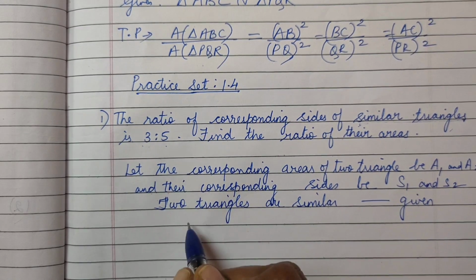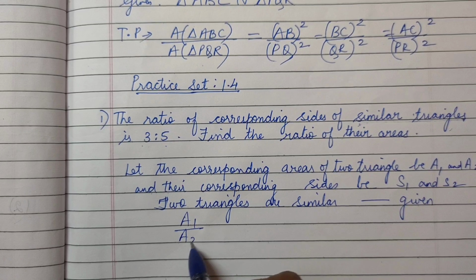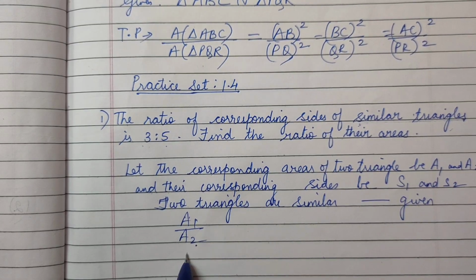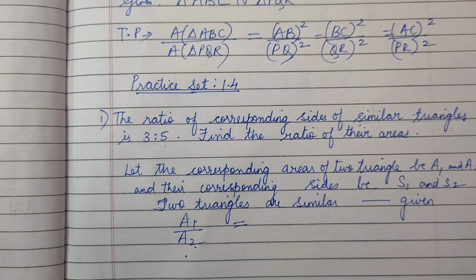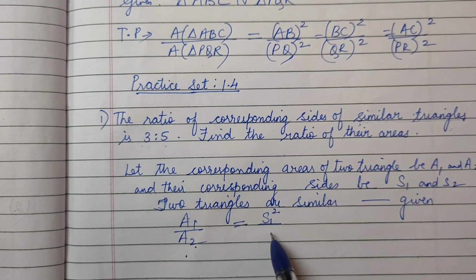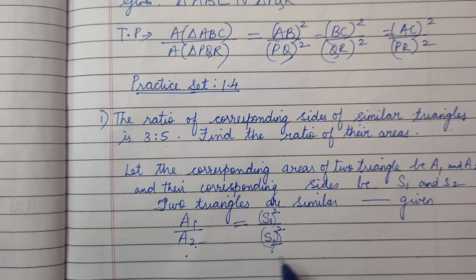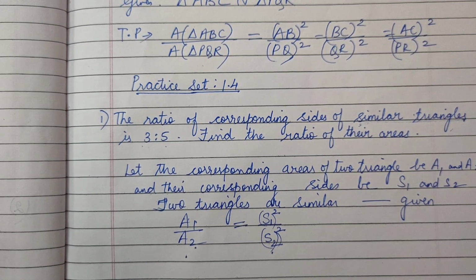So now we will write the formula. What does the theorem say? A1 upon A2, the ratio of the areas of two triangles, is equal to the ratio of the squares of their corresponding sides. So that is S1 square upon S2 square, that is side 1 square and side 2 square we consider here.